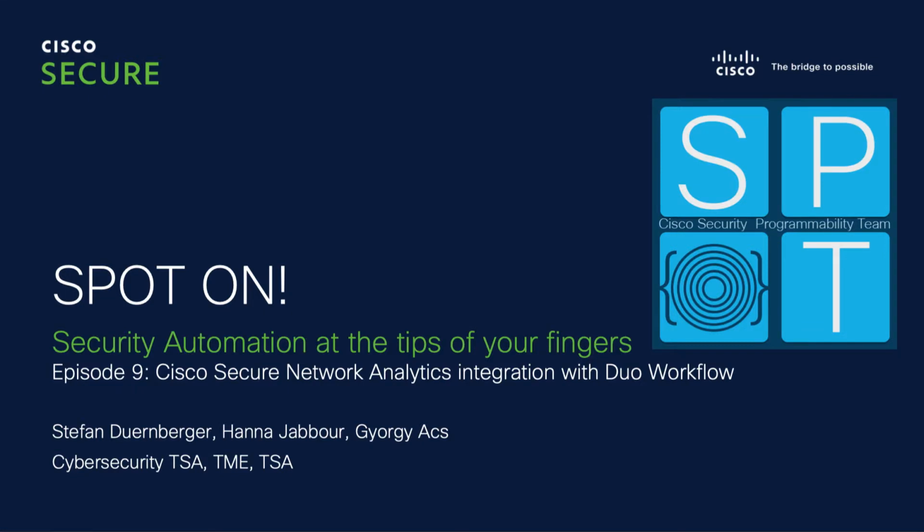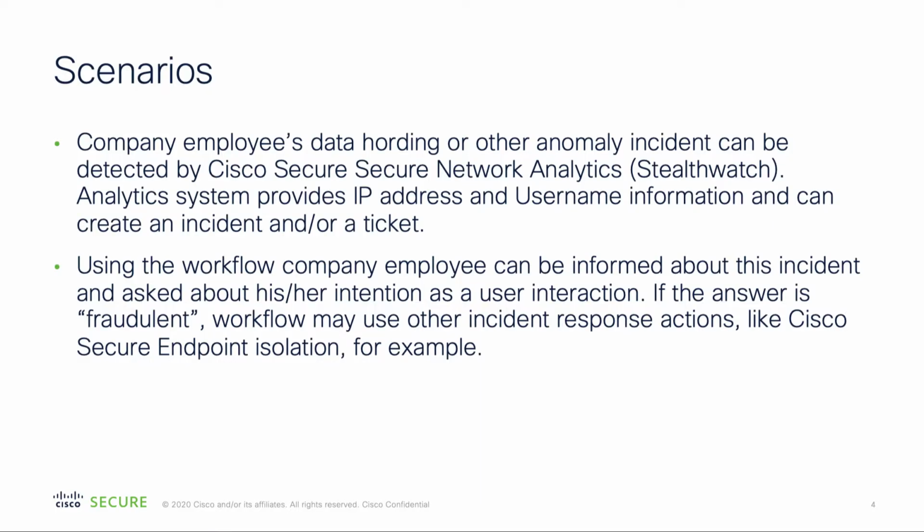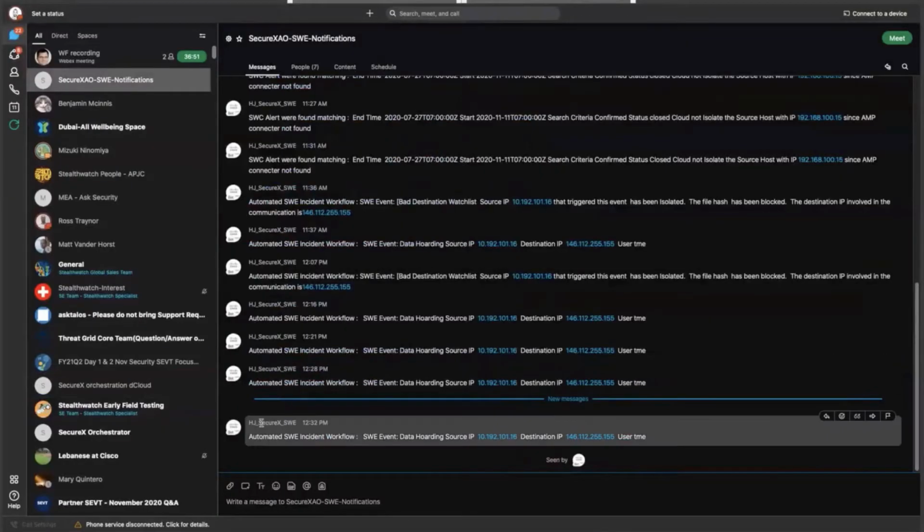So hello guys, we're recording a demo for Stealthwatch and Duo integration using SecureX. We're going to start the demo by looking at a notification in my own environment, set up to monitor a specific Stealthwatch demo system. In this notification, we've received an automated Stealthwatch incident called data hoarding. There is a source IP involved, a destination IP involved, and the user is TME.